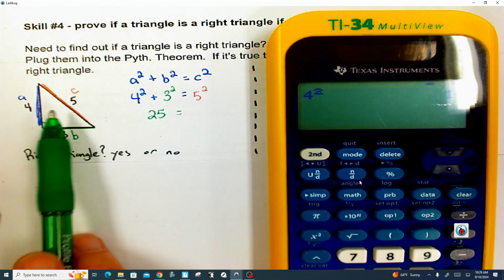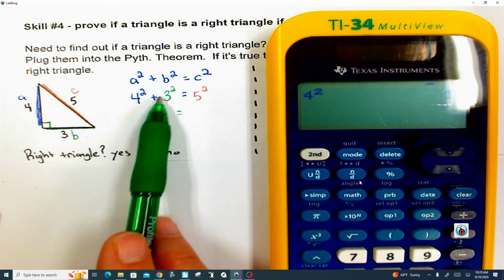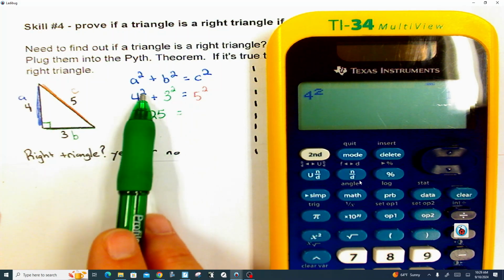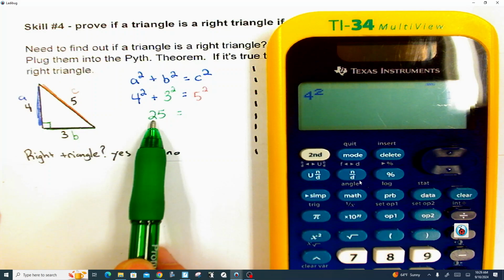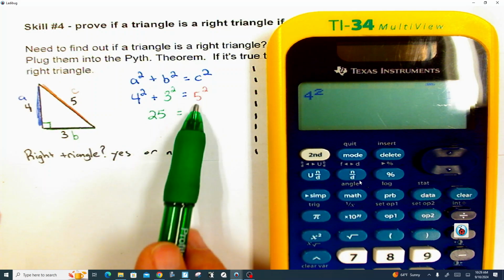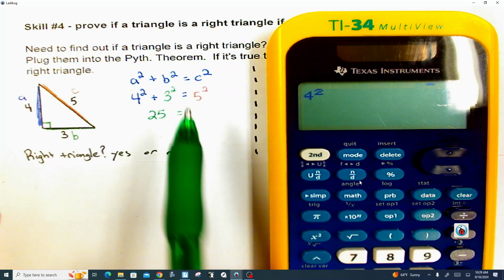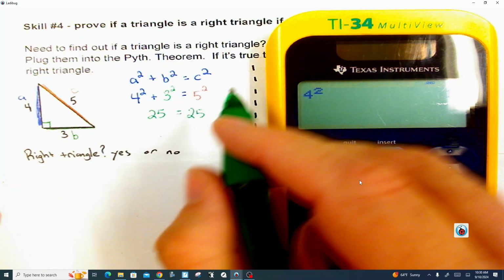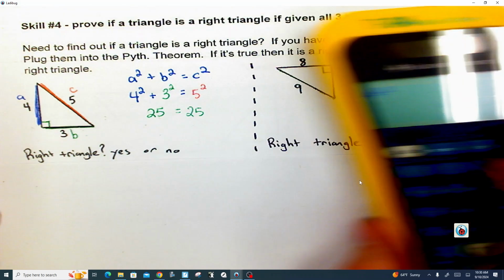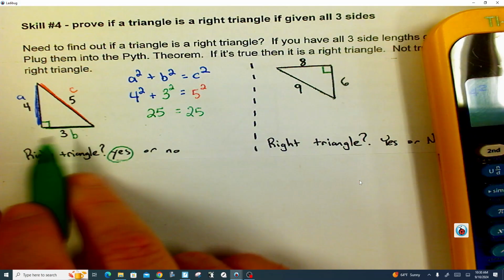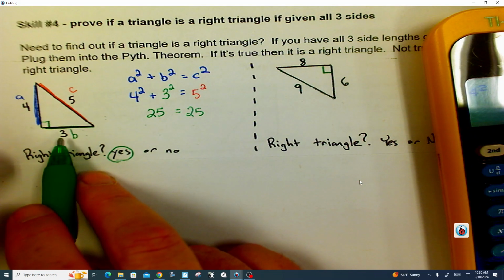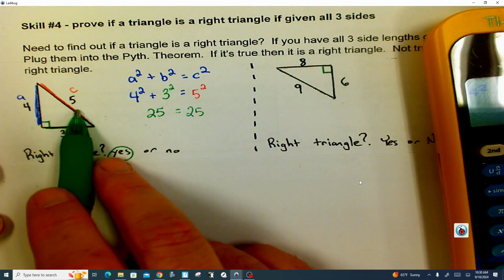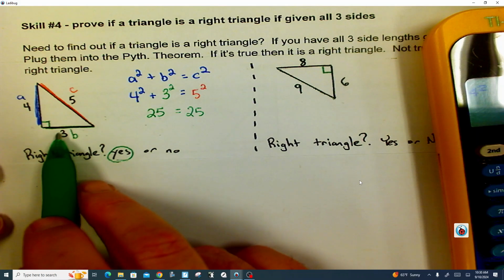Now, this will be a right triangle if this c squared over here equals whatever we got on this side. The a squared plus b squared equals 25 combined. So c squared, 5 to the second power, is indeed 25. And so because these two numbers equal each other, you would say, well, yes, this is a right triangle. And you can actually memorize this when it shows up so often. A 3, 4, 5 triangle will be a right triangle.